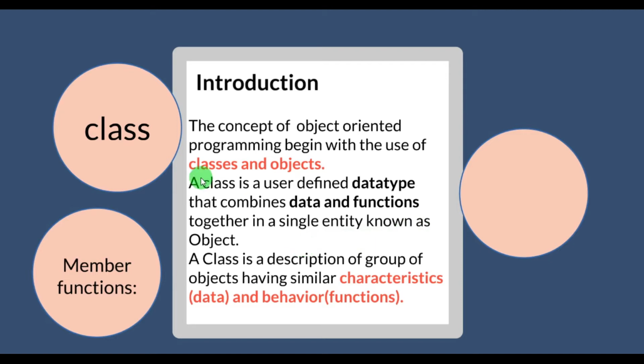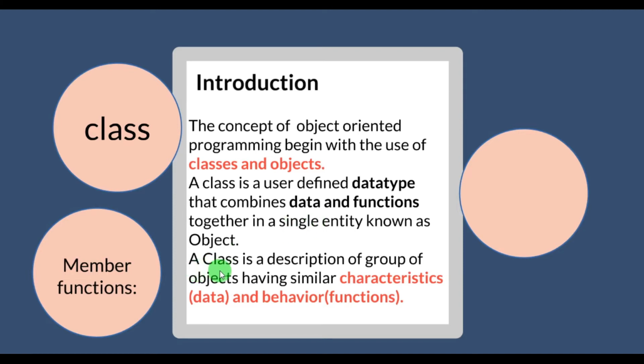Once again, a class is a user-defined data type. This is one more question also, remember that. A user-defined data type that combines both data members and member functions together in a single entity. Single entity means we are going to combine both data members and member functions inside a class. That is what a class is. So this is the class definition.